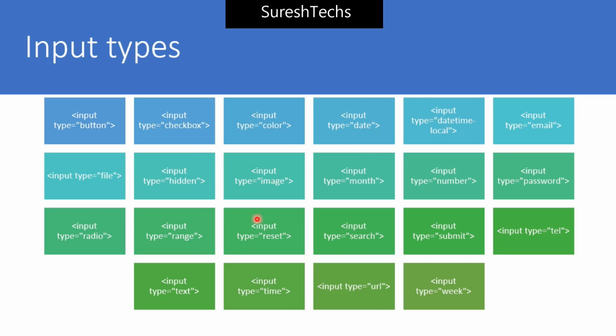You just need to experiment with them. What you can do is just keep some 10 or 20 input elements and use all these different type values provided here and check it from your side. So these are the different input types available.